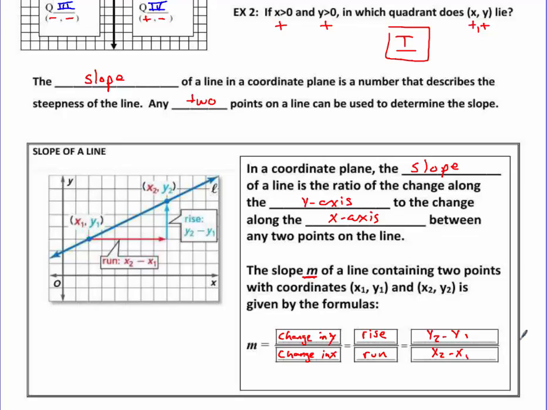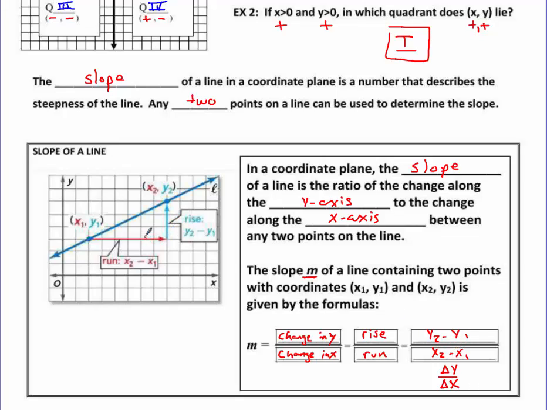And something else that you're going to see that I don't have a space for in your notes is a little triangle like this that means change in y over change in x. And that's just a Greek symbol, we say delta. So this is delta y over delta x. And that's just another way you might see the change in y over the change in x.